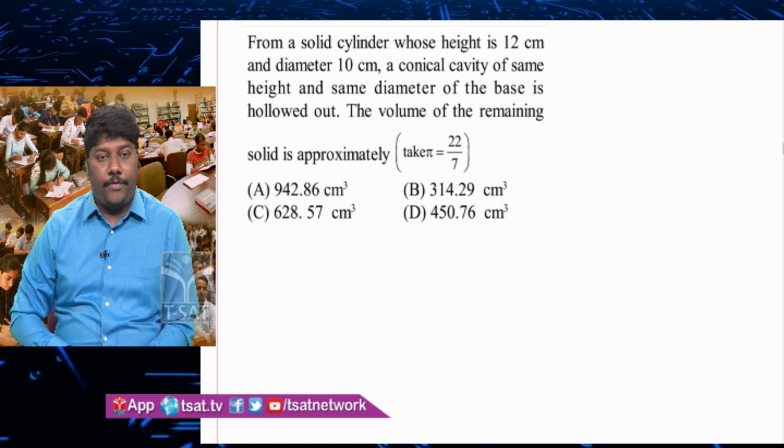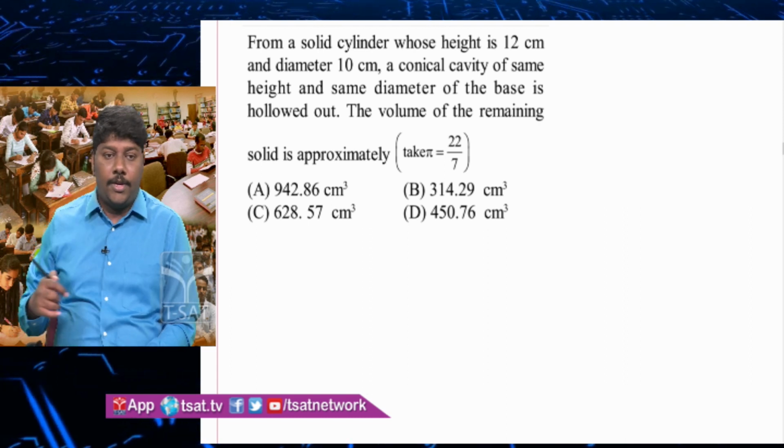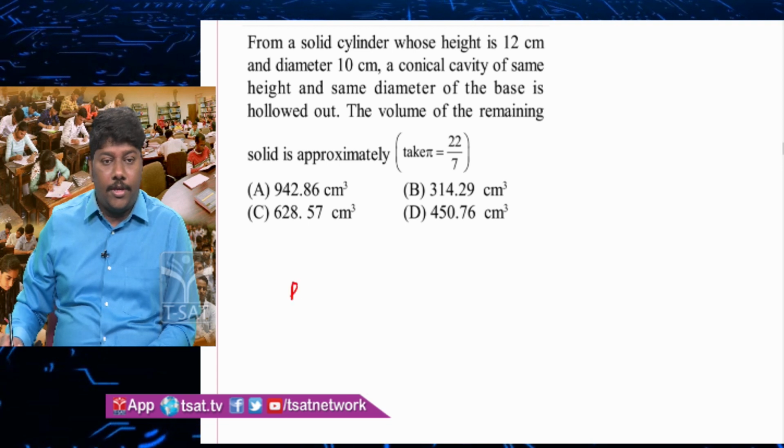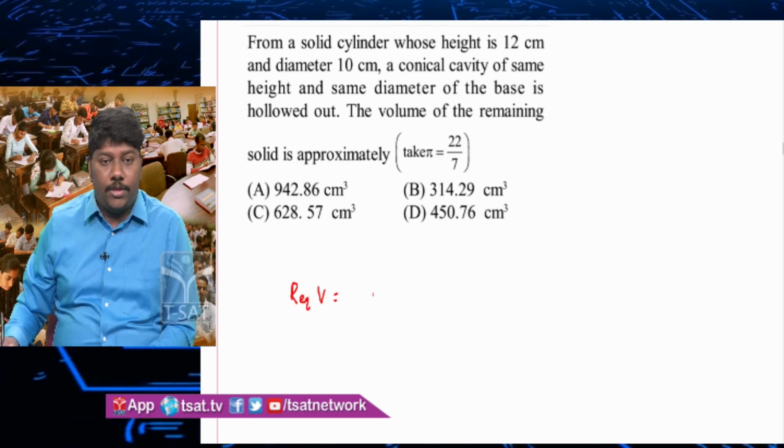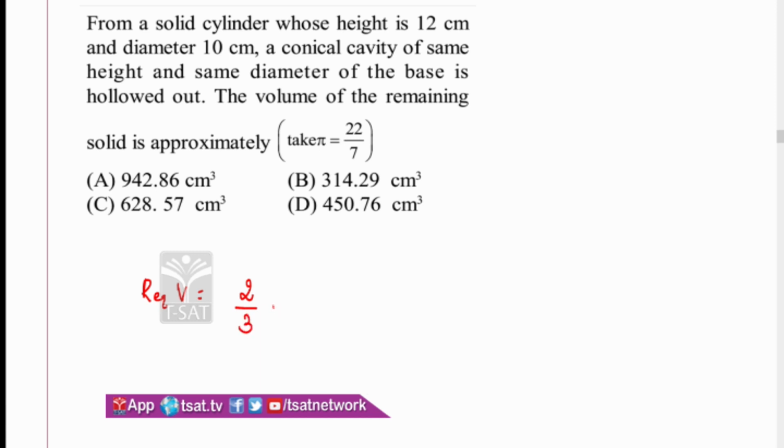So all he is asking you to find out is the remaining volume, which is 2/3 of the actual volume of the cylinder. So the required volume is 2 by 3 into pi, that means 22 by 7, r square h. Diameter is 10 but radius is 5, so it's 25. H is 12. Now this one is 100, 4400 divided by 7.